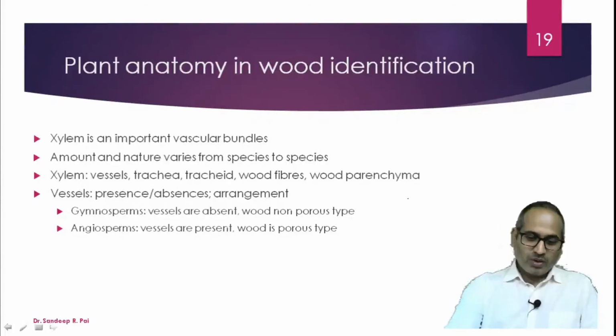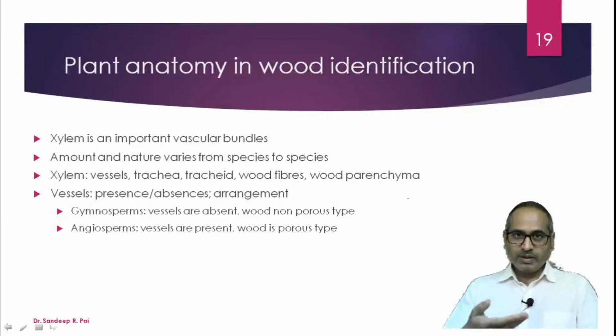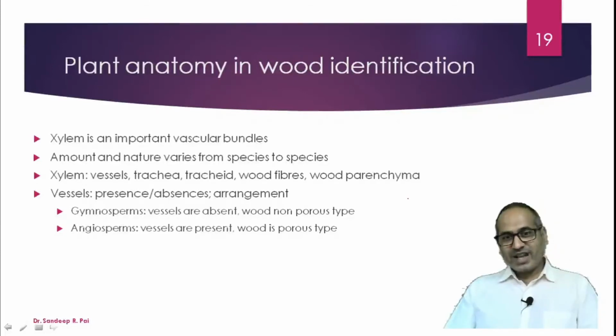So you are provided with a wood material, you take a section of it and you look for vessels under a microscope. If vessels are present, it should be an angiosperm. If they are absent, it should be a gymnosperm. So what you are doing here is wood identification, whether that wood is from an angiosperm or from a gymnosperm.